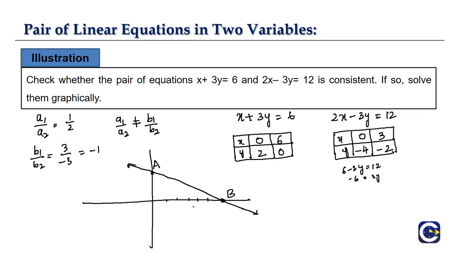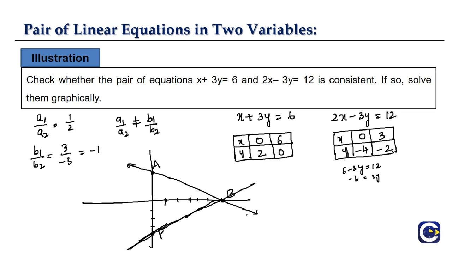Let's plot the next one. x is equal to 0 and y will be minus 4, so it will be somewhere here. Let's name it P. Similarly, the next one is x equal to 3 and y equal to minus 2, somewhere here. If we join these as a line, it ends up intersecting at this point B.